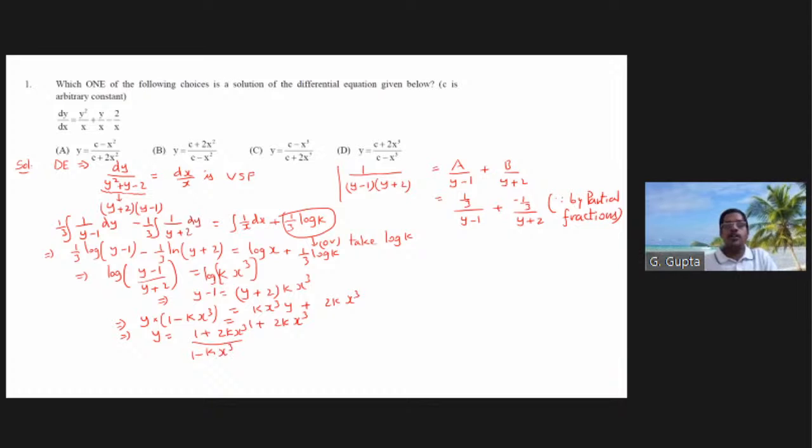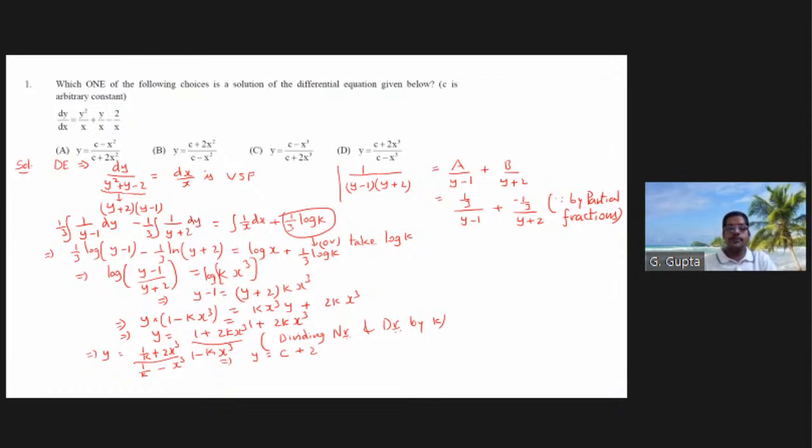Do you have this type of answer in the options? We have C. So dividing numerator, that is NR, and denominator by k. See, the short form of numerator is NR, the short form of denominator is DR. So you will be getting y is equal to 1 by k plus 2x cube divided by 1 by k minus x cube. Which implies I want to denote now 1 by k as some other constant c, because k is a number. So 1 by k is also another number which is denoted by c.